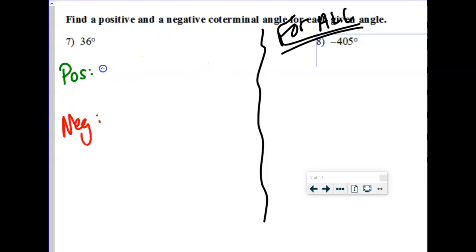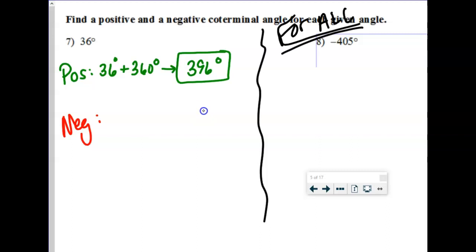You start with your angle, which is 36, and if I want to stay positive, I need to add a rotation to it. A rotation in degrees would be 360. So one example of a positive coterminal angle to 36 is 396 degrees. Is that the only acceptable answer? I could keep adding 360.